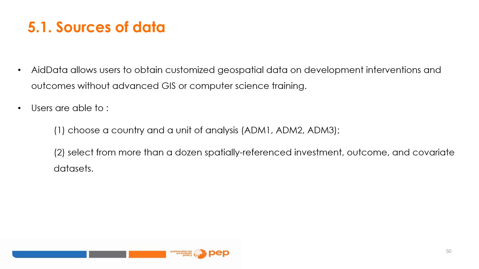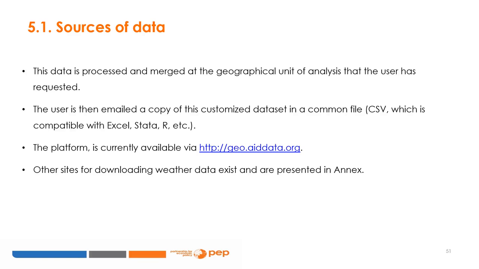AID data allows users to obtain customized geospatial data on development interventions and outcomes without advanced GIS or computer science training. Users are able to 1. Choose a country and a unit of analysis, ADM1, ADM2, or ADM3. And 2. Select from more than a dozen spatially referenced investment, outcome, and covariate data sets. This data is processed and merged at the geographical unit of analysis that the user has requested. The user is then emailed a copy of this customized dataset in a common file, CSV, which is compatible with Excel, Stata, R, etc. Other sites for downloading weather data exist and are presented in Annex.